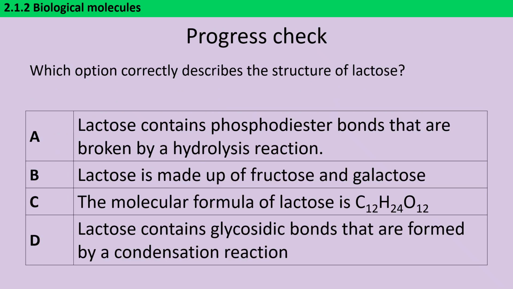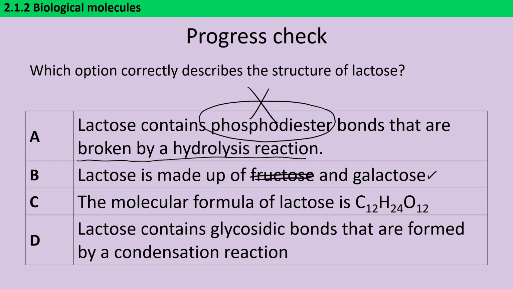One final progress check about carbohydrates. So pause the video and see if you can identify the option that correctly describes the structure of lactose. Our first option is that lactose contains phosphodiester bonds that are broken by a hydrolysis reaction. So we like the idea of being broken by a hydrolysis reaction, but the phosphodiester bonds are wrong. We know that actually we're looking for glycosidic bonds, so we can rule out option A. Option B, lactose is made up of fructose and galactose. Well, the galactose is correct, but the fructose is not.